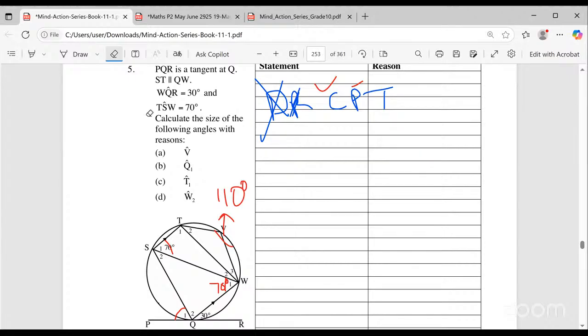Anyone, guys? Give it a try. Don't be afraid to be wrong. If you are wrong, we correct that. We don't laugh at each other. We're just having fun around maths. Anyone with an idea of how to get angle T1? Anyone, guys?